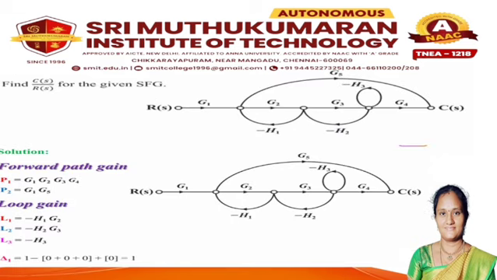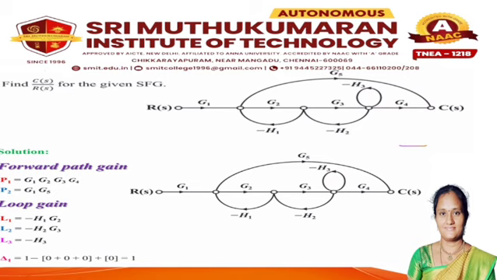Here I have solved one problem related to signal flow graph. Find C of S by R of S for the given SFG. Here, 5 nodes are here. R of S is the input node, C of S is the output node. First, we have to solve the forward path gain. We have two forward paths, so we have to find P1 and P2.